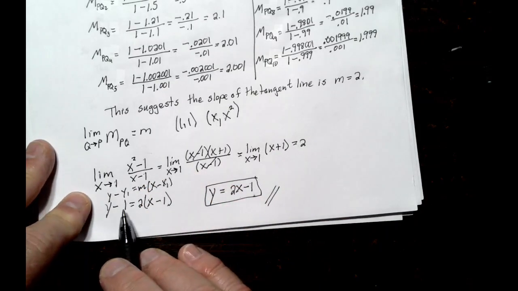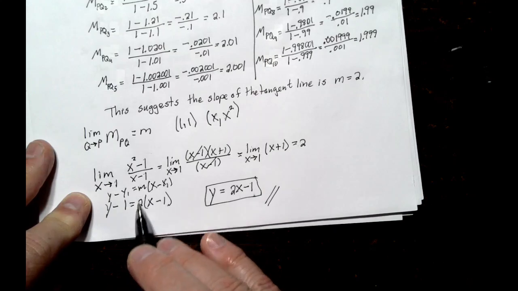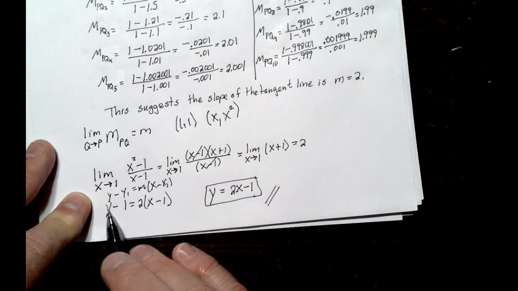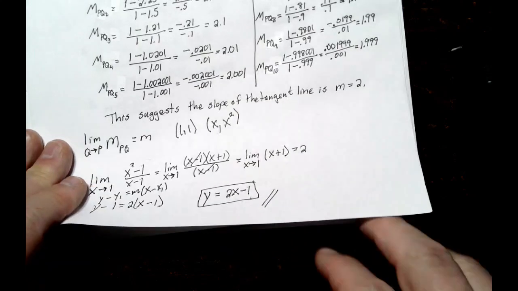So when you got a point 1, 1, you plug in your y1 and your x1 there. You plug in your slope that you say is 2, and when you simplify that down, you get the equation of the tangent line, which is what Newton wanted to figure out in the first place.